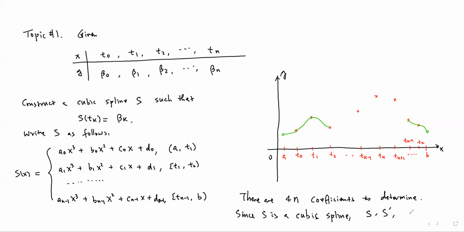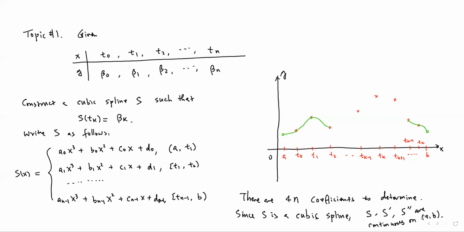S, its derivative, and its second derivative are continuous over the open interval A to B, continuous by definition. Now I use these conditions to establish 4n equations to determine the 4n coefficients.